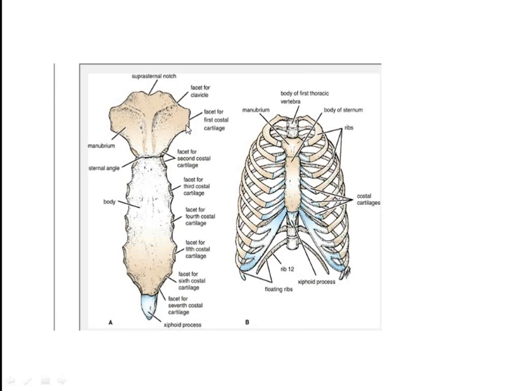There is a facet on either side of the manubrium sterni for the first costal cartilage, through which it articulates with the first rib. Then, at the junction of the manubrium sterni and the body of sternum, there is a facet for the second costal cartilage on both sides. Then the third, fourth, fifth, sixth, and seventh costal cartilages. These facets are present on the sides of the body of sternum.